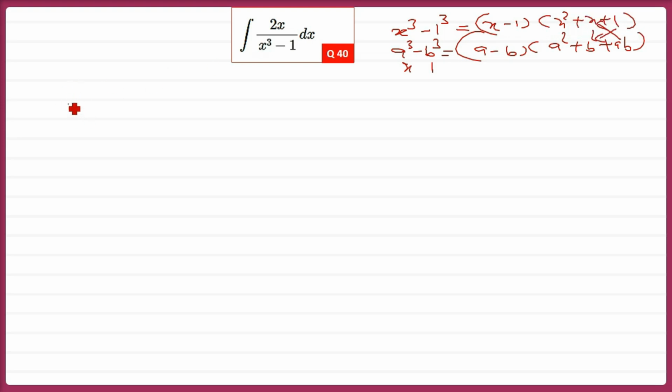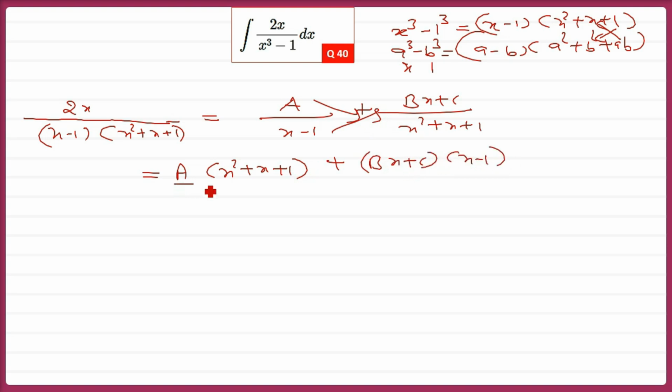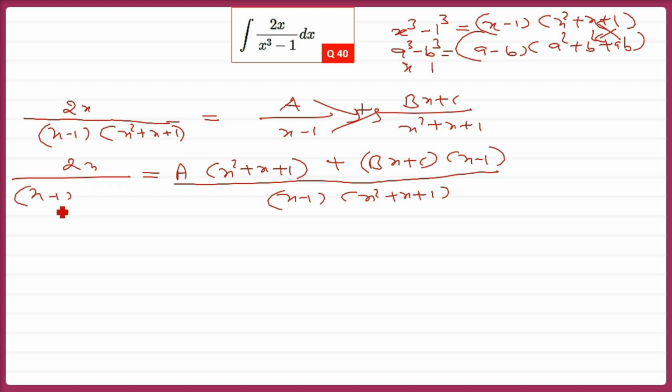Now this equation becomes like this. It will be 2x divided by x minus 1 into x square plus x plus 1. We'll take the partial fraction first. So a divided by x minus 1 will come because x minus 1 is a linear factor. For x square plus x plus 1, it will be bx plus c because it is a quadratic. Now just cross multiply. A multiplied by x square plus x plus 1. Now multiply bx plus c with x minus 1. In the denominator, x minus 1 into x square plus x plus 1 will be kept. On the left, it will be 2x divided by x minus 1 into x square plus x plus 1. We can cancel these two.